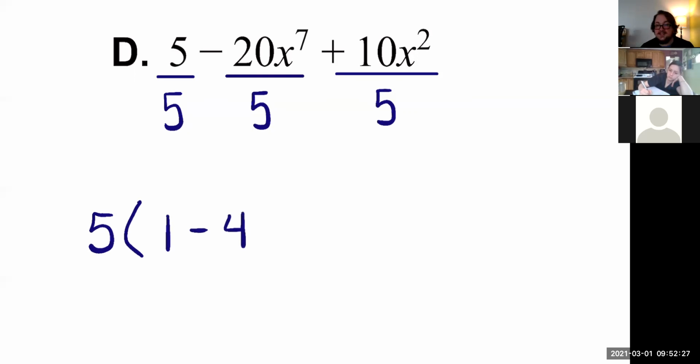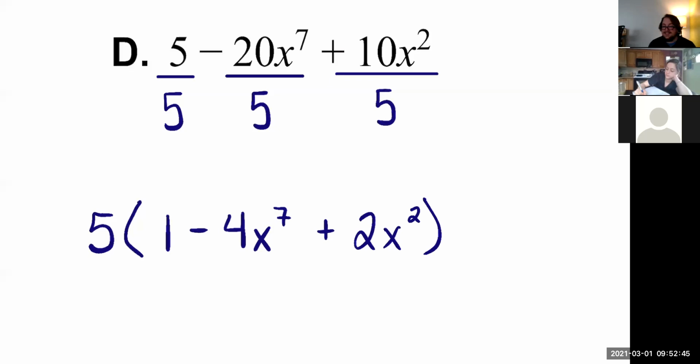What happens to the x to the 7th? You bring it down. I didn't take any x's away, so it's still x to the 7th. 10 divided by 5 is a 2. And what happens to the x to the 2nd? Bring it down as well. And just like that, it's factored. Kind of easy, honestly. Once you get the hang of it, it's not too bad.